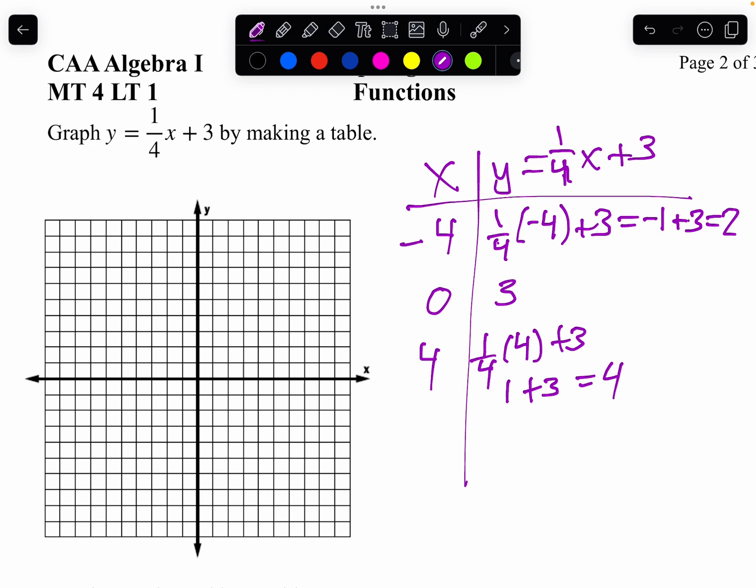So I'm going to graph -4, 2. So to the left 4 and up 2, over 0, up 3, and over 4 and up 4. And there are my 3 points.